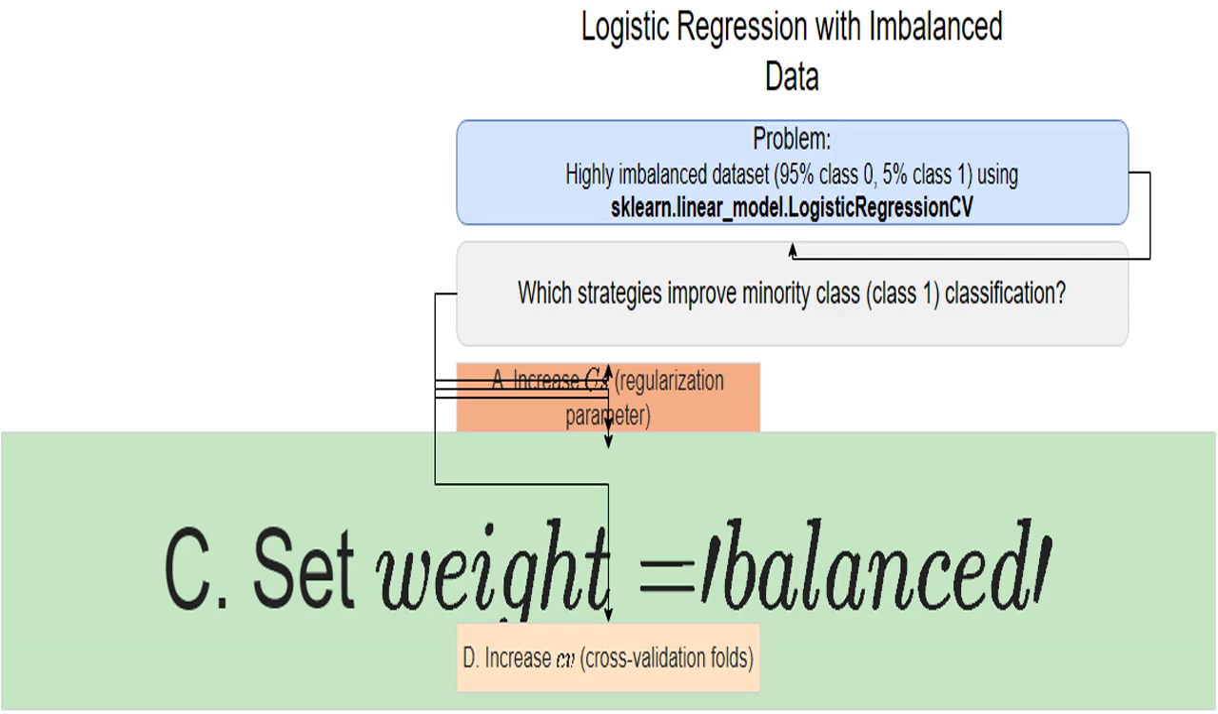Setting class_weight equals balanced directly tackles the class imbalance. This clever technique automatically assigns weights to classes based on their frequency, giving the minority class more importance during training. This is a powerful tool to handle class imbalance problems. I expect this will significantly improve the performance on the minority class.